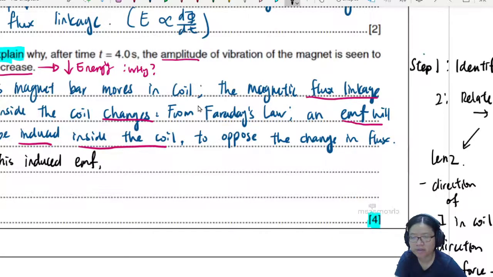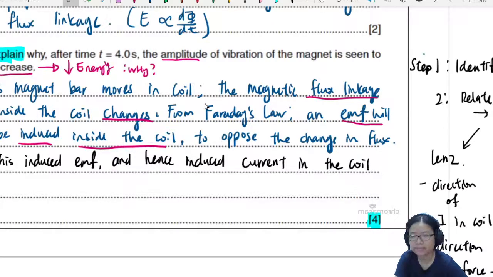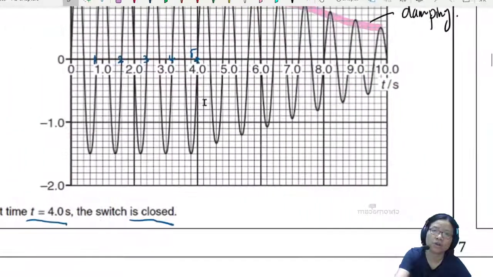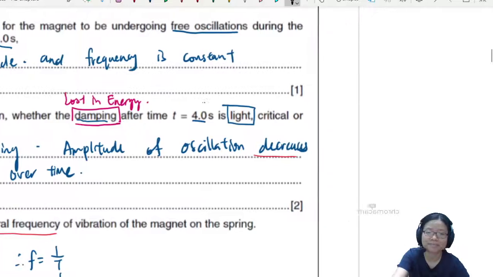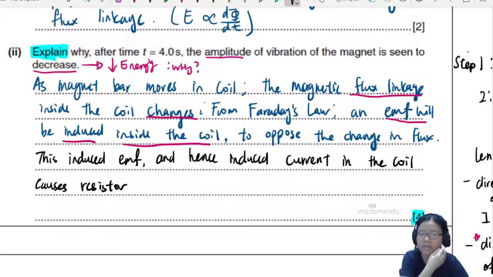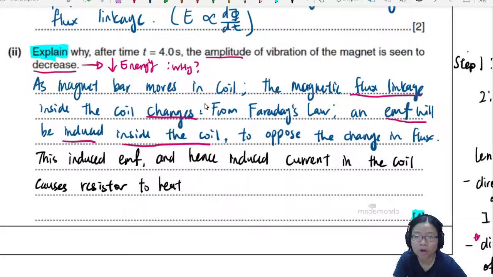EMF, and hence induced current in the coil causes the resistor. Don't forget, the coil was connected to a resistor here. So this resistor will become hot now. R. Okay? So the induced current in the coil causes the resistor to heat up or become hot.